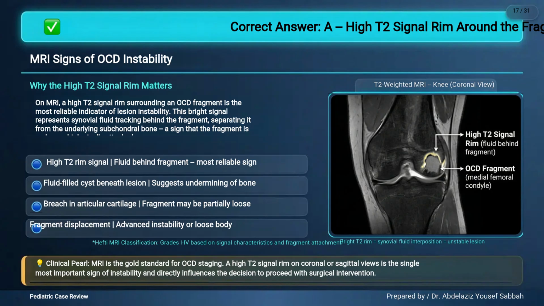Other magnetic resonance imaging signs of instability include a fluid-filled cyst beneath the lesion suggesting undermining of bone, a breach in articular cartilage indicating the fragment may be partially loose, and fragment displacement indicating advanced instability or a loose body. Clinical Pearl. Magnetic resonance imaging is the gold standard for osteochondritis dissecans staging. A high T2 signal rim on coronal or sagittal views is the single most important sign of instability and directly influences the decision to proceed with surgical intervention.